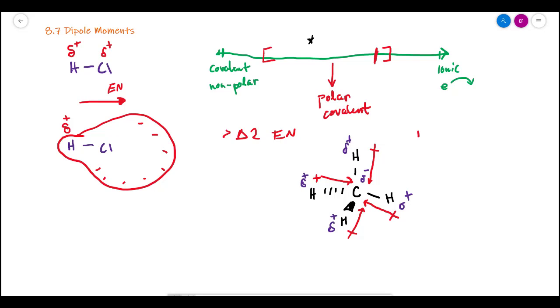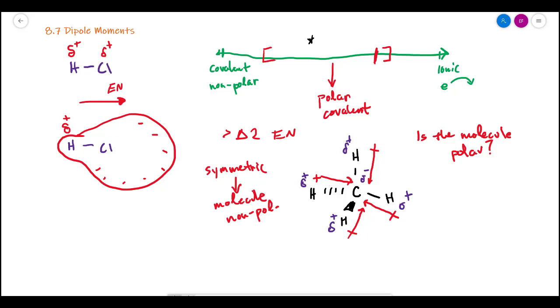And the question would be, is the molecule polar? We know that the bonds are definitely polar. There is a difference in electronegativity between hydrogen and carbon. But when you have a completely symmetric tetrahedral molecule, all of these polar bonds are canceling each other out because they're equal and opposite. It's a completely symmetric molecule. So if it's symmetric, even though the bond is polar, the overall molecule can be nonpolar. And that's a really interesting concept.